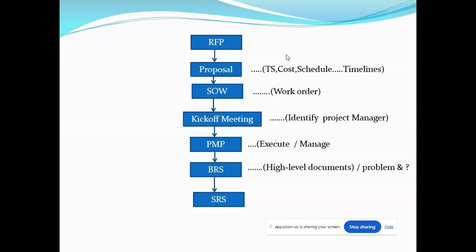That information will be given to the organization. Only then can we go on. That process is done by who? BA. Okay, BA means what? Business analyst. That person will make it as one document. That document we can call it as what? Business requirement specification.